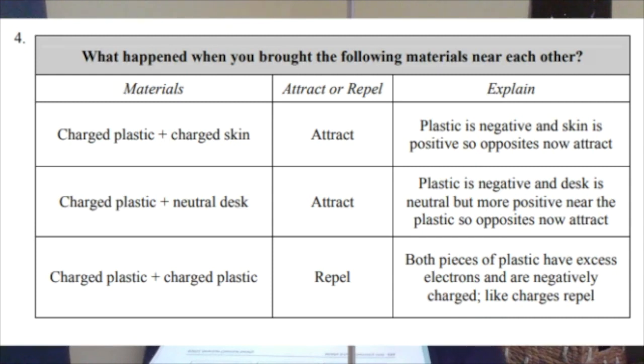For the plastic and the desk, which I tried to use a ruler first, but once we did actually use the pedestal as a desk, the plastic was negatively charged because we, again, transferred electrons to it to make it negative. The desk was still neutral, but it ended up being more positive near the plastic because those extra electrons on the plastic repelled the electrons that were in the desk on the edge, and it left protons there. So they still did attract. And then finally, that last part when we had both strips of the plastic, they were both charged. We added or transferred electrons to both of them. So they repelled from each other. You could see you try to start bringing them together, but because they both had extra electrons, they're both negatively charged.